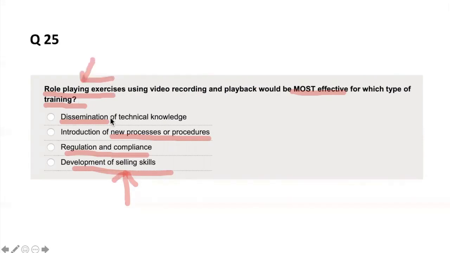If you try to use role playing and an exercise for that, I think it would really help to say, okay, now you sell to me. Sell me something. Let's see how that works. Let's take the role: I'm the customer and you are the person who is trying to sell. So obviously the fourth option is better in the sense that it's most effective. Okay, so role-playing exercises using video recording, you can play back and see how someone behaved, how someone reacted, what someone said, would be most effective for development of selling skills.